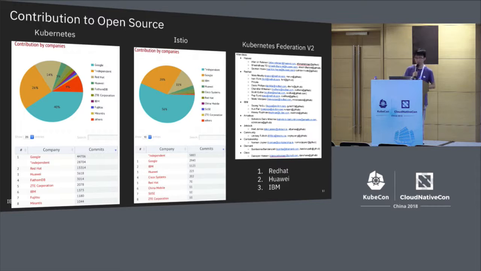Last but not least, I want to talk about the contribution to open source from IBM. Just now we talked about IBM Cloud Private. If we want to produce a better product, then we need to contribute to open source. And only with that can we know the trend in open source. So IBM has contributed a lot to open source in Kubernetes, Istio, and Federation. We are one of the leading actors here.